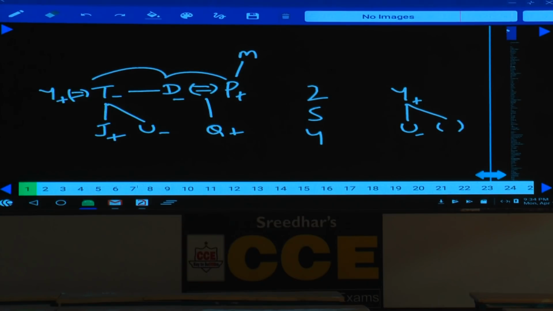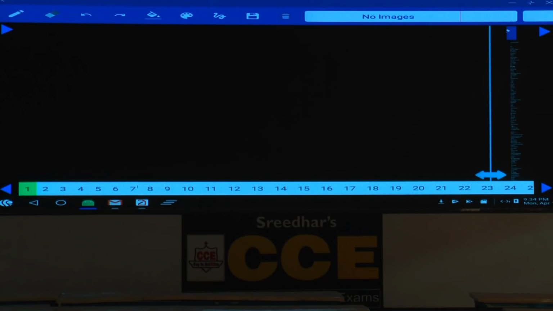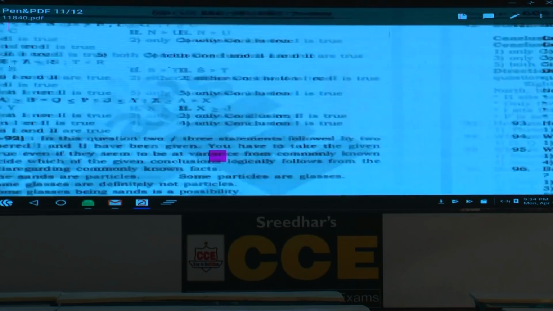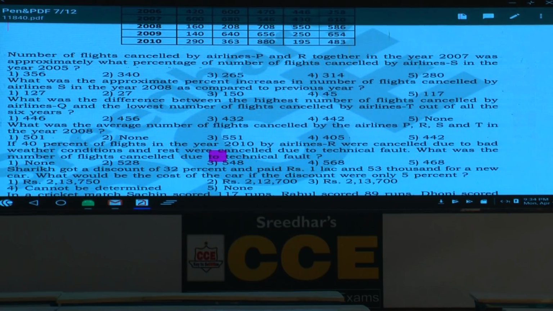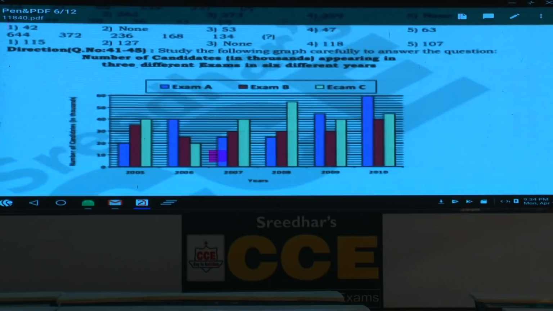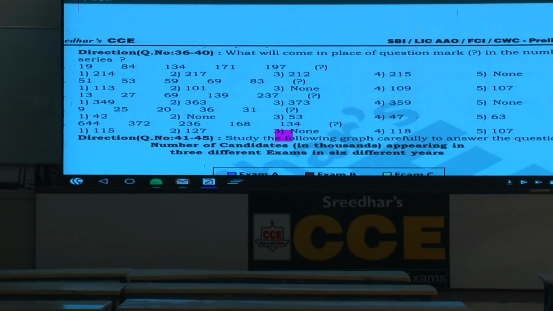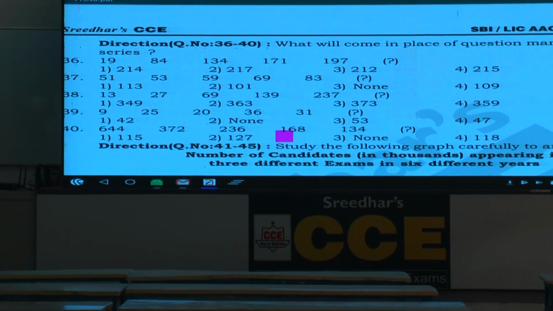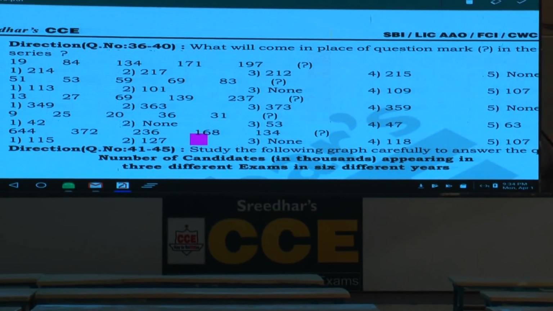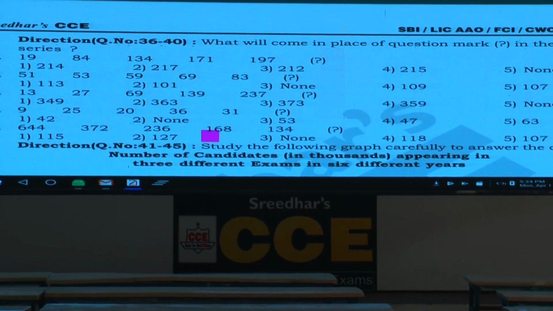Now in this question number 36 to 40, now question number 36. The relation between 19 and 84, 84 and 134, 134, 171 and 197.